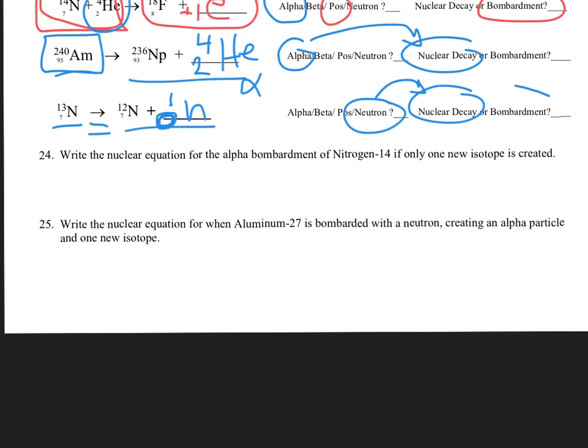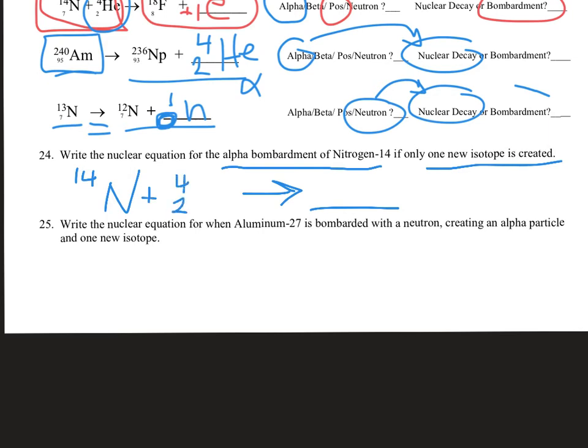This is a word equation. I like these. Putting our knowledge to the test. We have an alpha bombardment of nitrogen-14, and only one new isotope is created. Ooh, so it looks like after the bombardment, only one thing is created. Fine. It says nitrogen-14 is bombarded by an alpha particle. So I'm going to write nitrogen-14. I'm also going to write an alpha particle. I know is 4/2 alpha, or He.